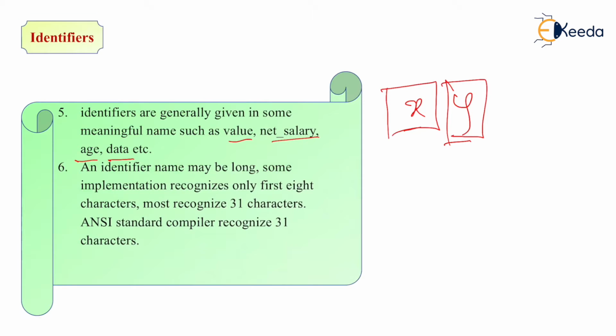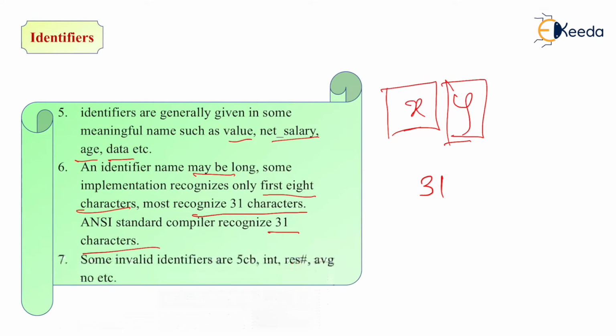So a proper value you have to provide for your identifier. The next rule is that an identifier name may be long, but some implementations recognize only the first 8 characters, and some compilers understand 31 characters. So I can say the maximum limit of your characters is 31. The American National Standards Institute compiler recognizes 31 characters.